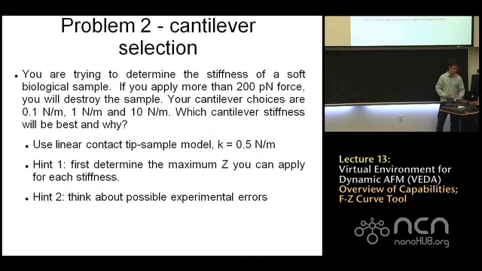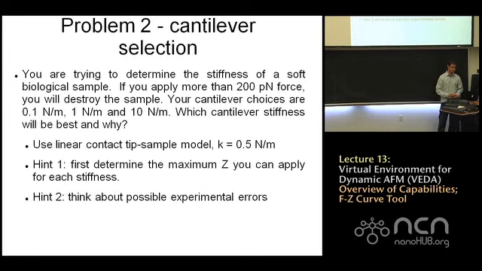Okay, so with that, let's go on to problem number 2, which is cantilever selection. In this problem, we're trying to determine the stiffness of a soft biological sample, such as a virus capsid. We know that if we apply more than 200 piconewtons, which is 0.2 nanonewtons, to the sample, we're going to damage the fragile biological sample. So we don't want to do that.